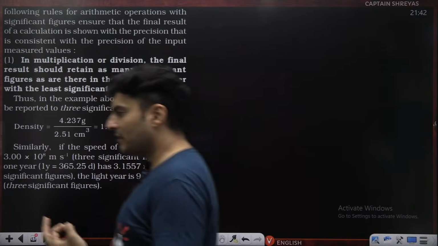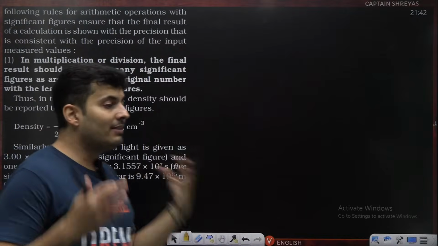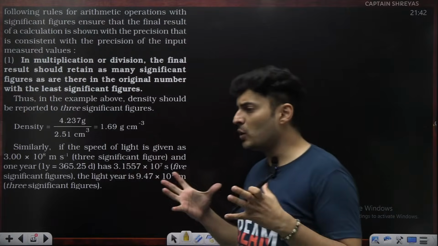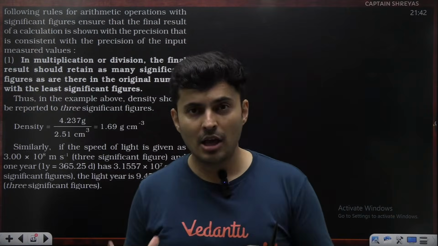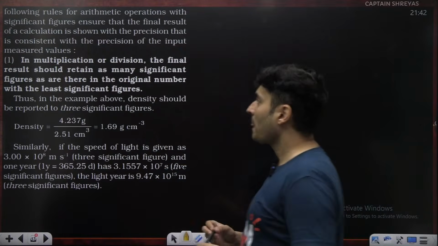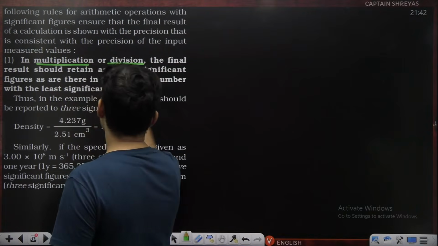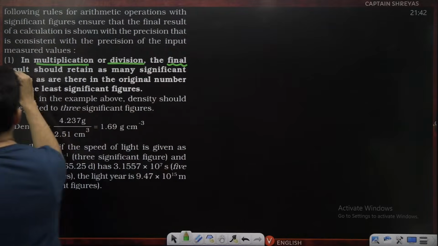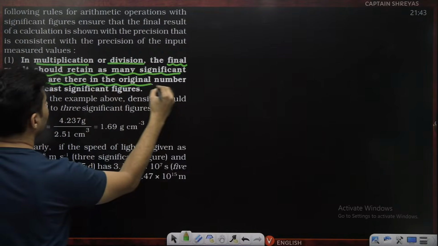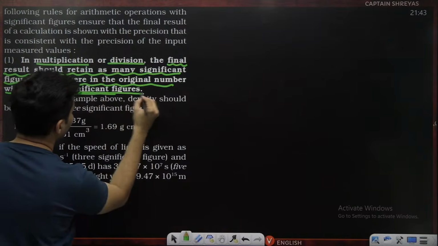All right. Next, whenever you play with significant figures, maybe you're dividing, multiplying, adding, etc., how do you tackle the final result? How many decimals will you put? That is a very important question. So, this is a very important rule again, whenever you are multiplying or dividing, the final result should retain as many significant figures as there are in the original number with the least significant figures.